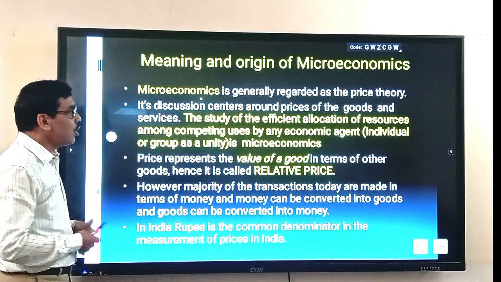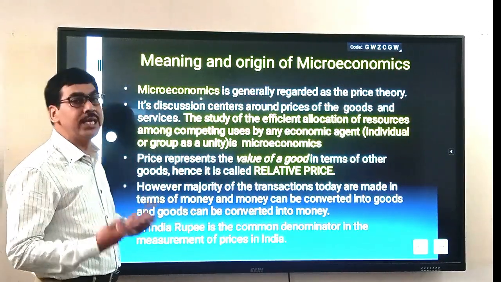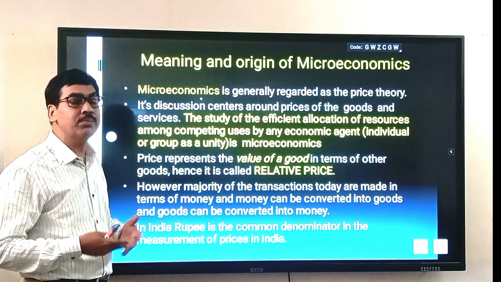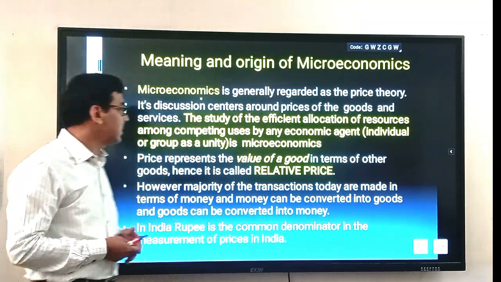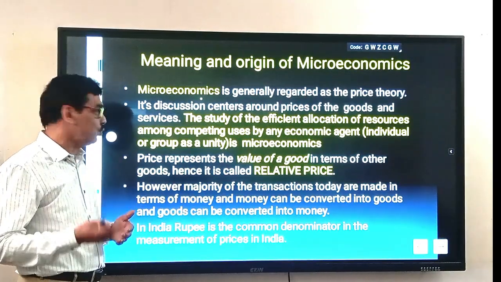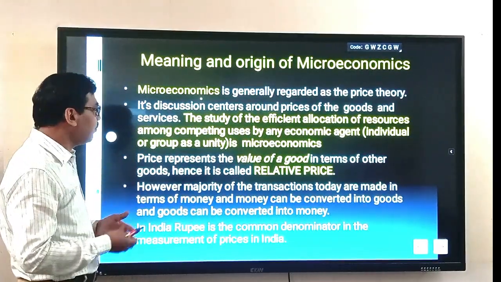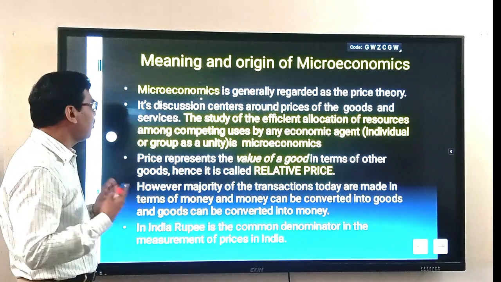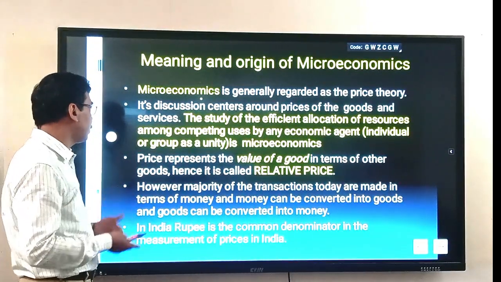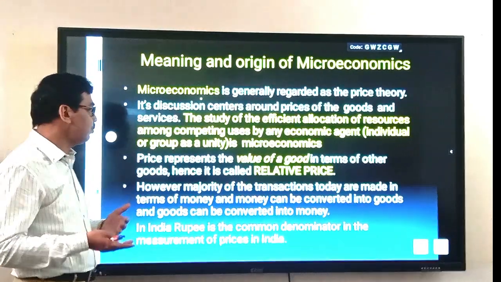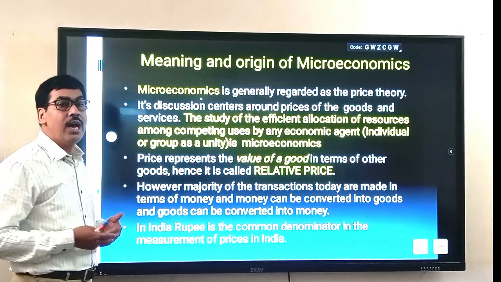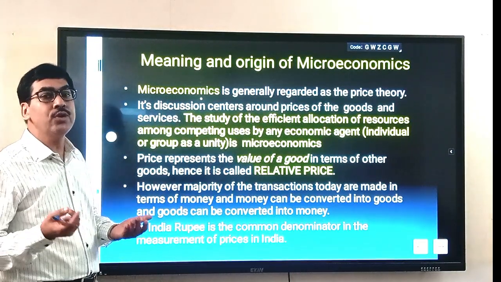So microeconomics is generally regarded as the price theory, because in microeconomics we study how the prices of products are determined, and its discussion centers around the prices of goods and services. Therefore, it is sometimes defined as the study of the efficient allocation of resources among competing uses by any economic agent, which may be an individual agent or a group of agents.